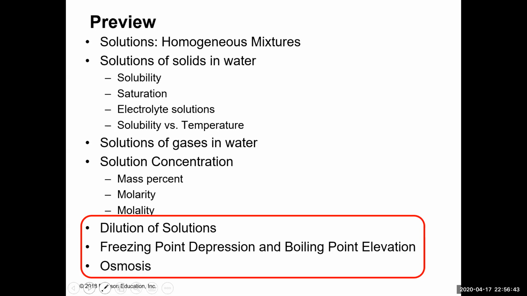We also looked at solutions of gases in water, and we looked at different concentration units of solution. We looked at mass percent, and we looked at molarity. Today, we'll be learning about the other concentration unit of solutions, which is called molality. We'll also be learning about dilution of solutions, the freezing point depression and boiling point elevation of solutions, and osmosis.